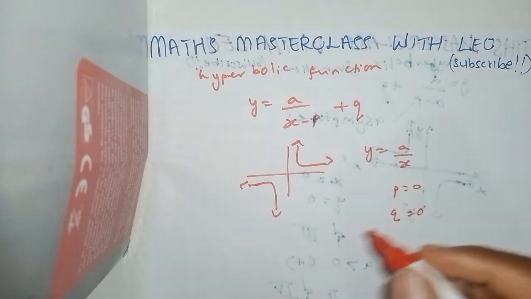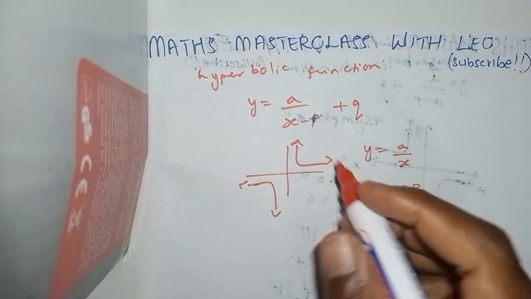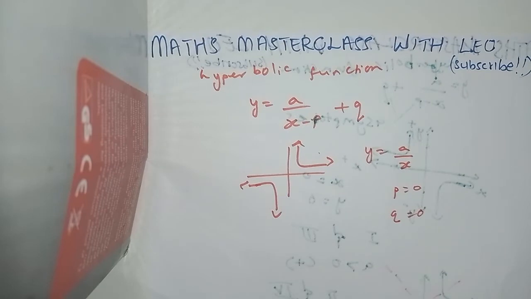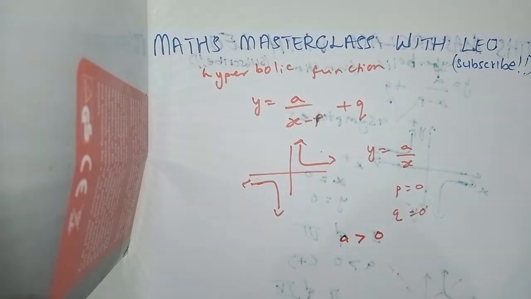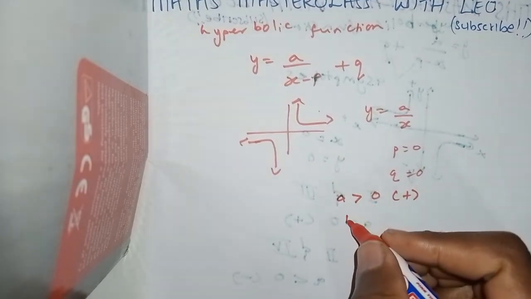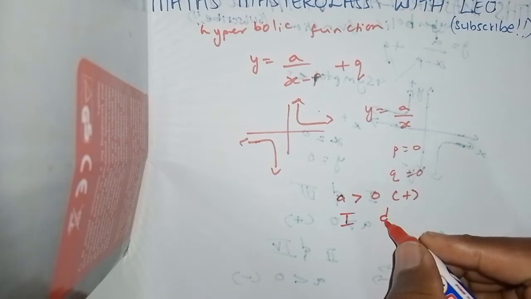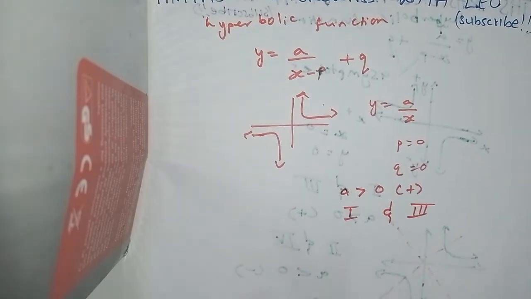Now, why is our graph in the first and the third quadrant? That is a very important question. Simply because a is greater than 0. When a is positive, our graph will lie in the first and third quadrant. That is the rule for the hyperbola or hyperbolic function.